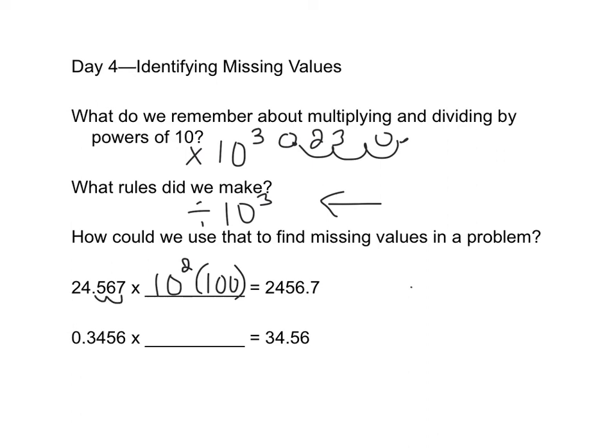So if we look here, we have 3,456 10,000ths, and it changes to 34 and 56 hundredths. Once again, we're multiplying by a power of 10. We're moving our decimal point over 2 spots. So another problem, we're just multiplying by 100.